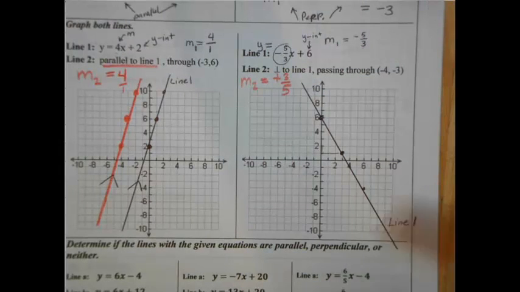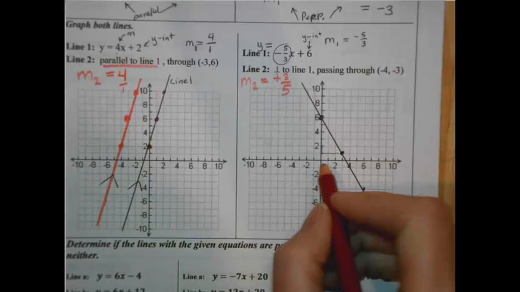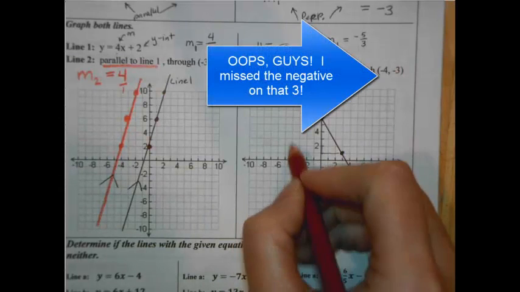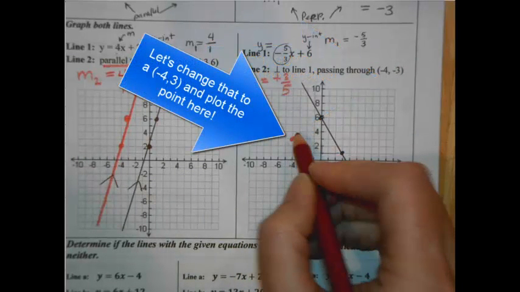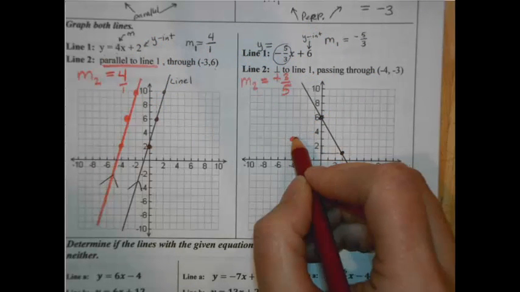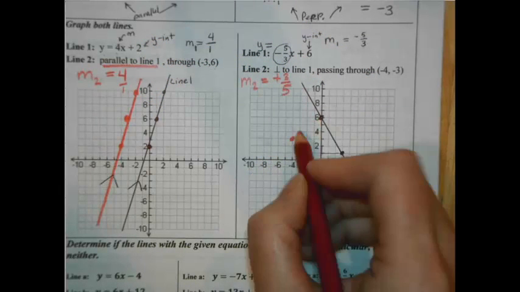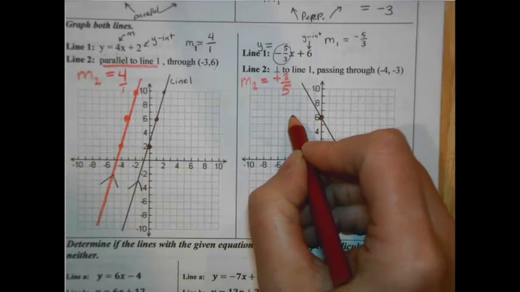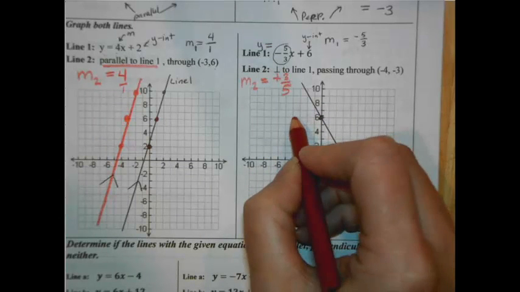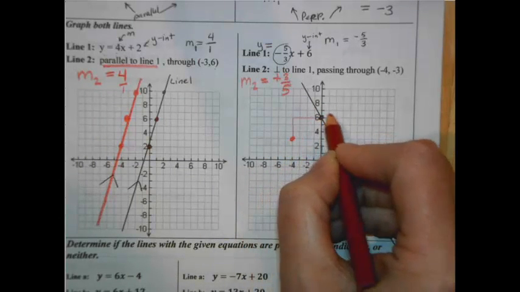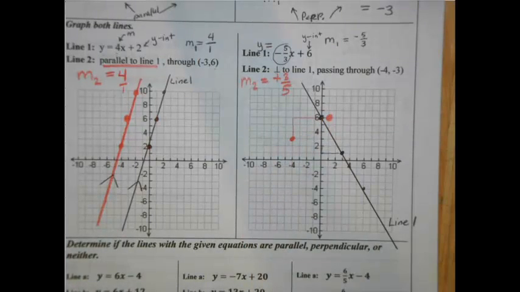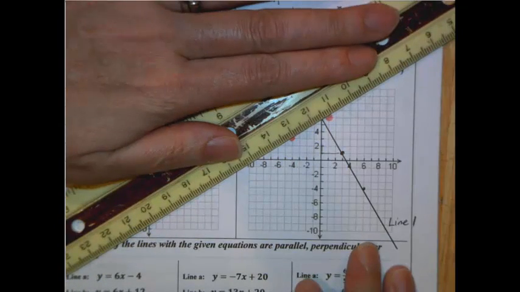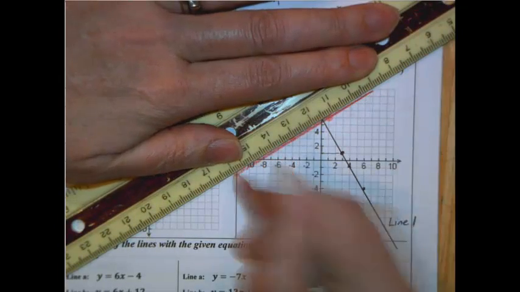And then we're going to just run through the point that they listed here for us. So let's actually start with the point. That's always the first step. Negative 4, 3. There's my point. And then rising 3, running 5. Both positive, so I'm going to come up 3, and I'm going to come across 5 to the right. And here's another point for me. And then I'm going to be able to just draw my line there. Okay, there's line 2.